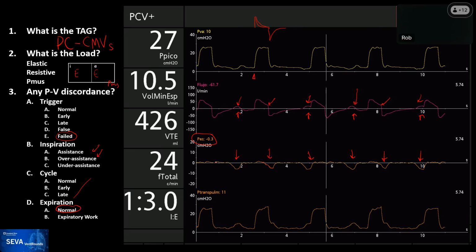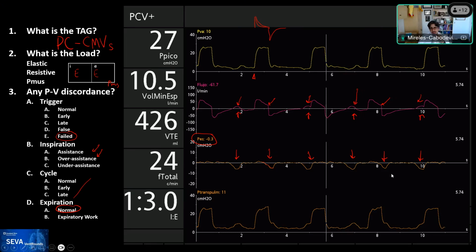No. I think it was interesting what you said, that if you are very good at looking at the flow waveform, you would have got most of what you got from the esophageal pressure. It's just that the esophageal pressure makes it easier to appreciate. Absolutely.